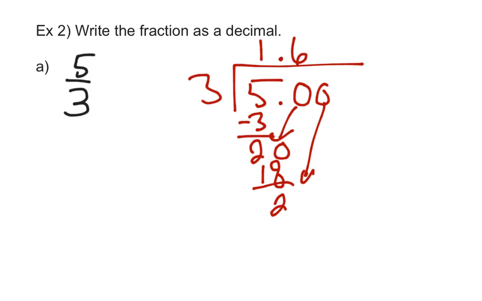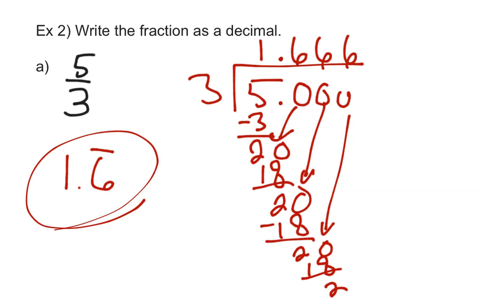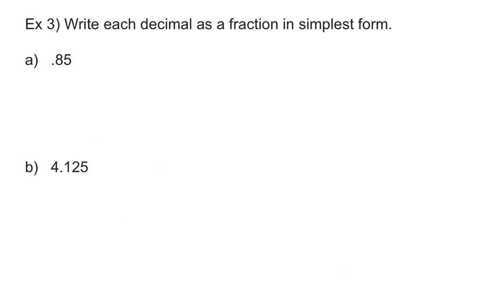Add a 0. Bring it down. 3 goes into 20 6 times. 6 times 3 is 18. I get 2 left over. Add a 0. Bring it down. 3 goes into 20 6 times. And what you notice here is that the same pattern keeps repeating. So as soon as I notice the repeat, I can stop. Let's put our repeating bar on there. 1.6 repeating is our final answer.